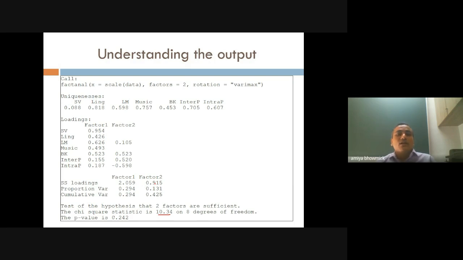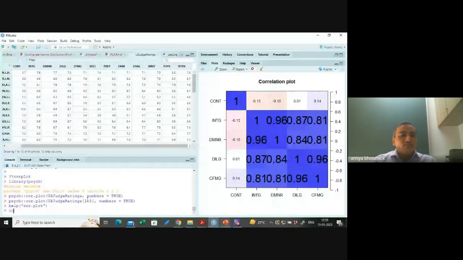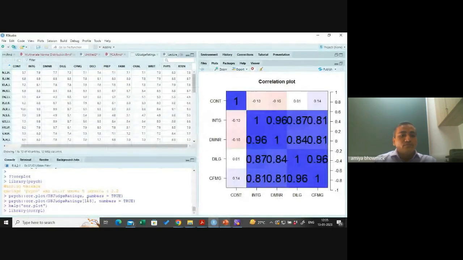Now these variables are associated with each other, so it is very important that you can investigate the correlation. You can investigate the correlation matrix through various different options. For example, there is one library called corrplot. I think I do not have that library.